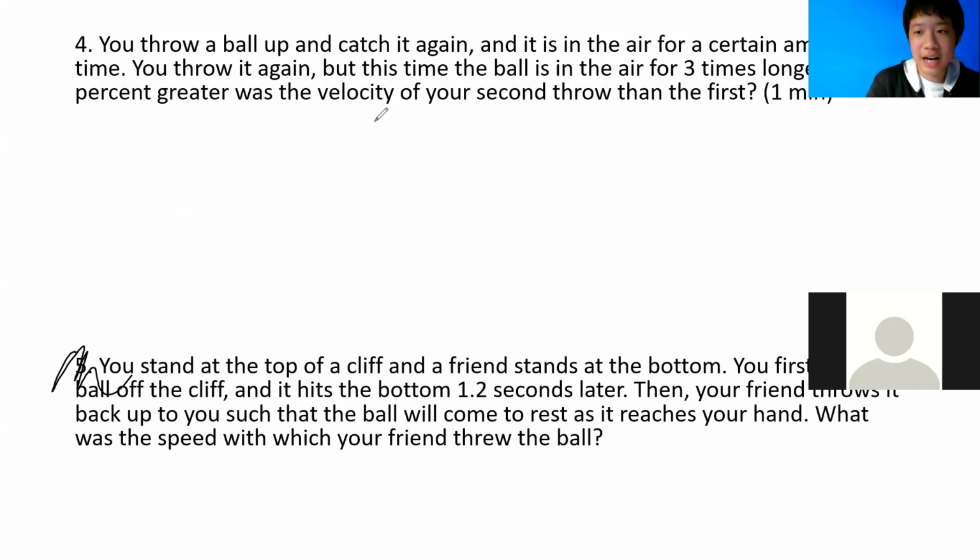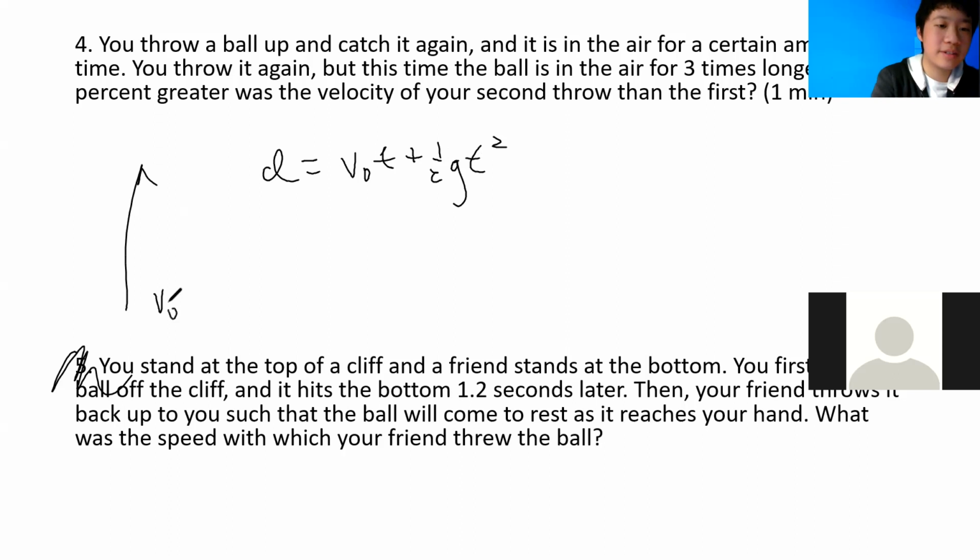Well, if we see time here as in this problem, then we're going to think of the equation d equals v0t plus 1/2 gt squared, right? So in this case, the ball's going to go up with some kind of v0, and g is going to pull it down. So let's just put g as negative. Okay, so now we have this equation here.